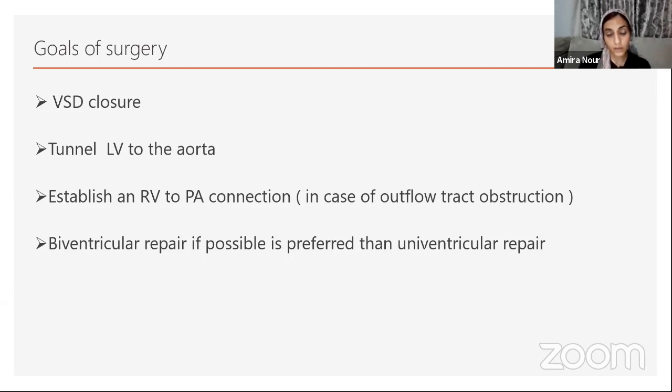Another important point is that biventricular repair, if possible, is preferred over univentricular repair. If you can do a biventricular repair, it is better, of course. If you can do a single stage repair, it will have a better outcome than a staged procedure or operation. However, as Dr. Soha said in the previous lecture when discussing the single ventricle, in some cases where we couldn't do a biventricular repair, to have a good univentricular repair is better than to have a bad biventricular repair.